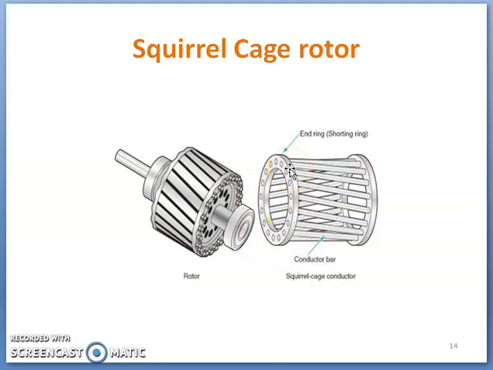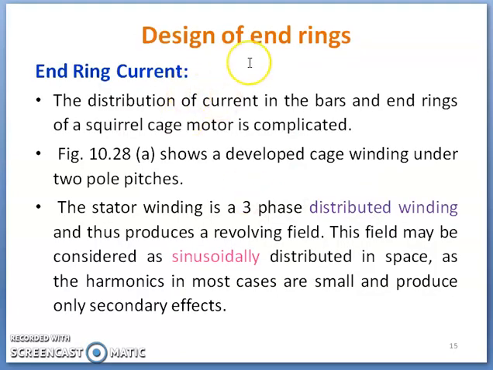Once all bars are short circuited, there is a closed path for current flow, current begins to flow, and because of this the rotor is set into motion. Hence, after putting all the rotor bars in the slots, they must be short circuited using short circuiting end rings. Now let us discuss the design of end rings.